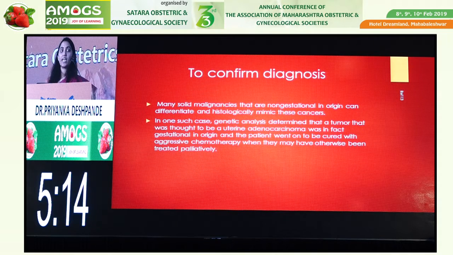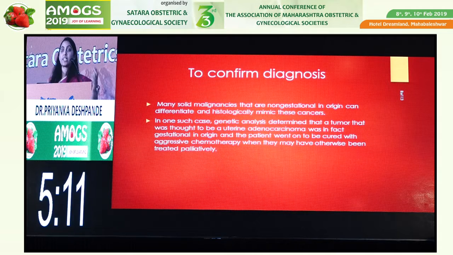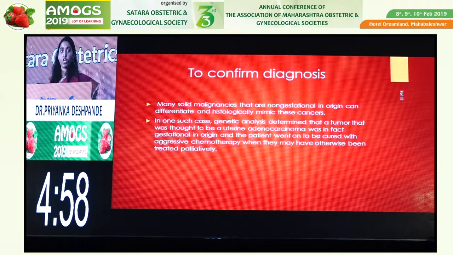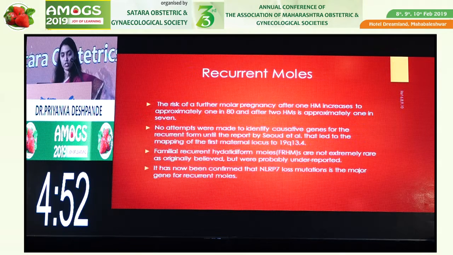But just to highlight the fact that molar pregnancy is a completely curable pregnancy, barring a few cases which are resistant to treatment. That is why, the treatment for a molar pregnancy and a uterine adenocarcinoma being very different, the diagnosis again here becomes very important. So early pregnancy confirmation of the diagnosis, and second, in such ambiguous situations.